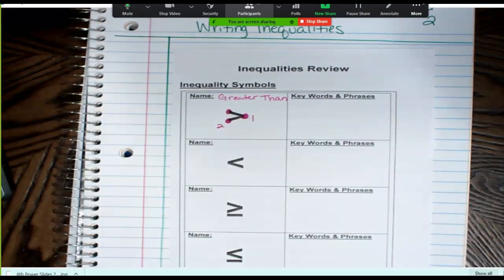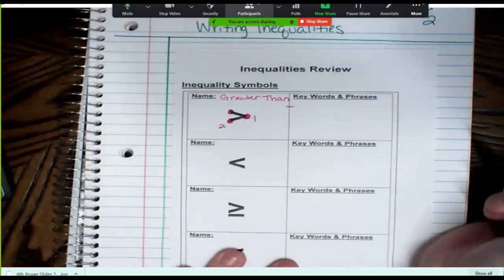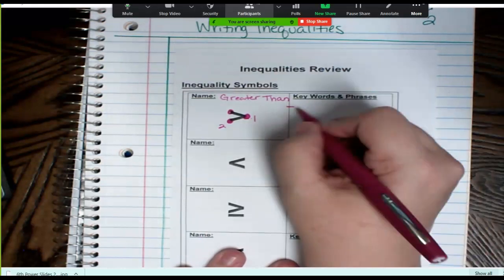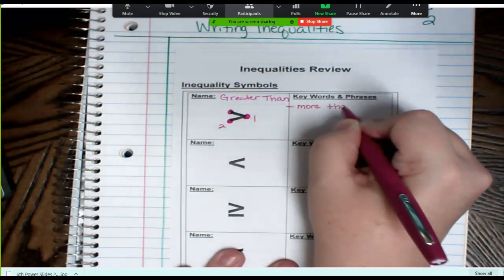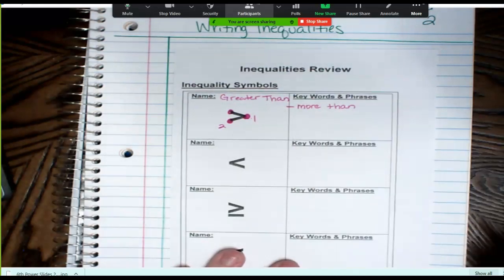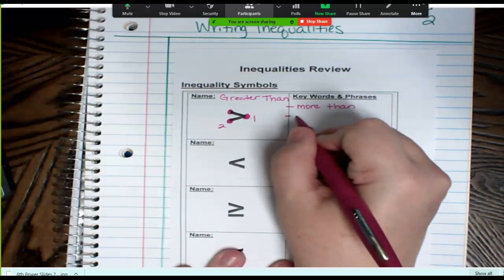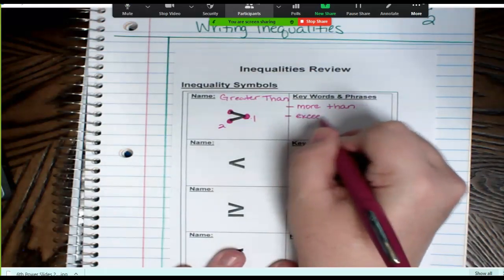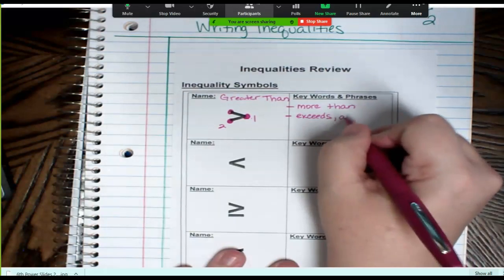But as you know, in a word problem, they're not always super nice. They don't always say greater than. Instead, they try to use describing words. So some of the key words that we like to see most often in word problems, I might see more than, they might also say the word exceeds, or above.